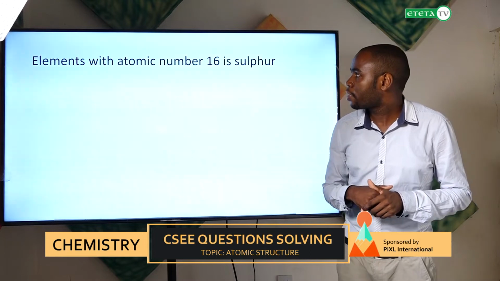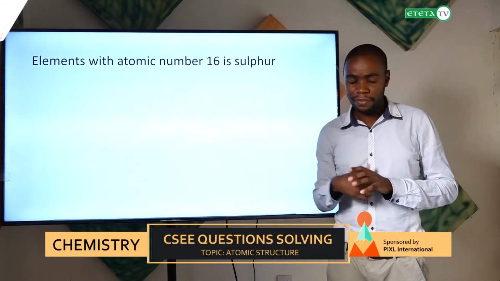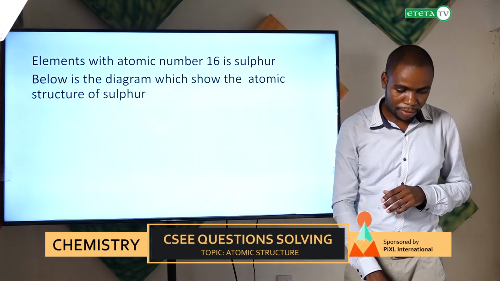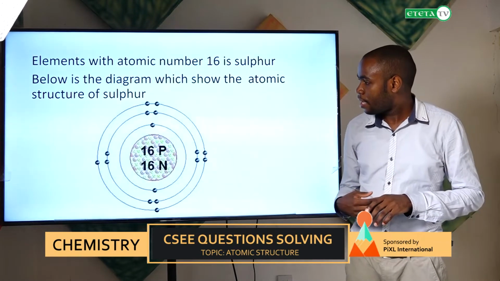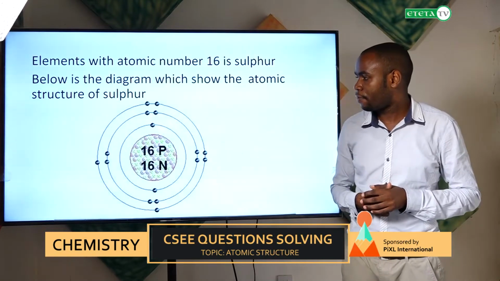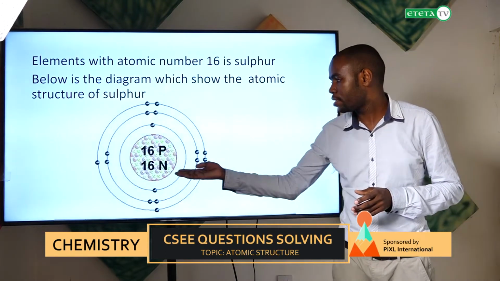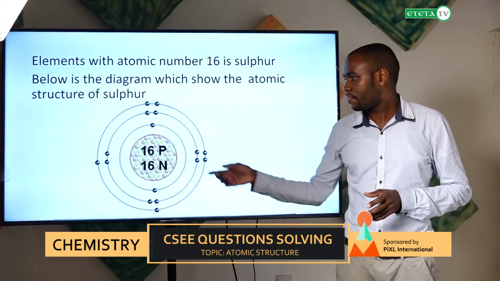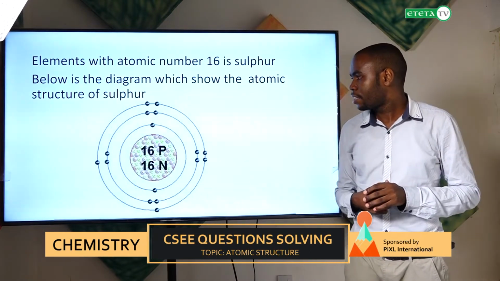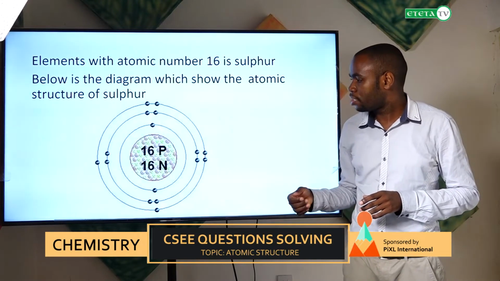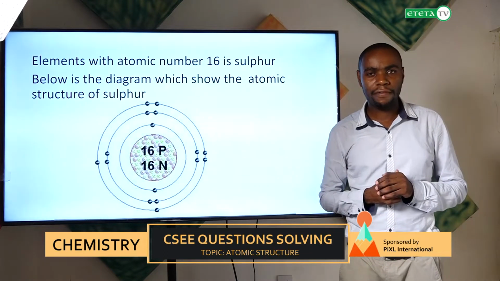Also, the element with the atomic number 16 is sulfur. Below is the diagram which shows the atomic structure of sulfur. Inside the nucleus there are 16 protons and 16 neutrons. The first shell carries 2 electrons, the second shell carries 8 electrons, and the outermost shell, or the third shell, carries 6 electrons. So this is the atomic structure of sulfur.